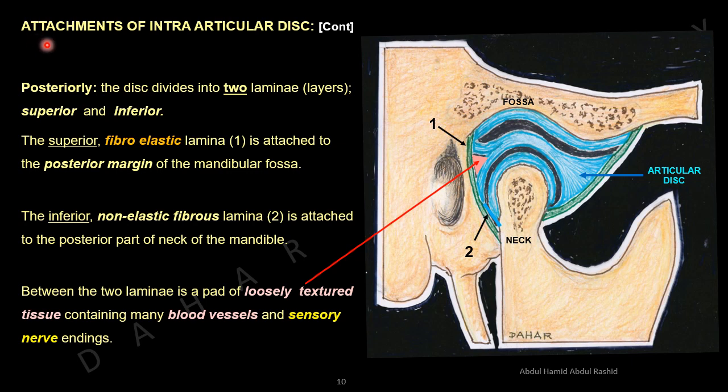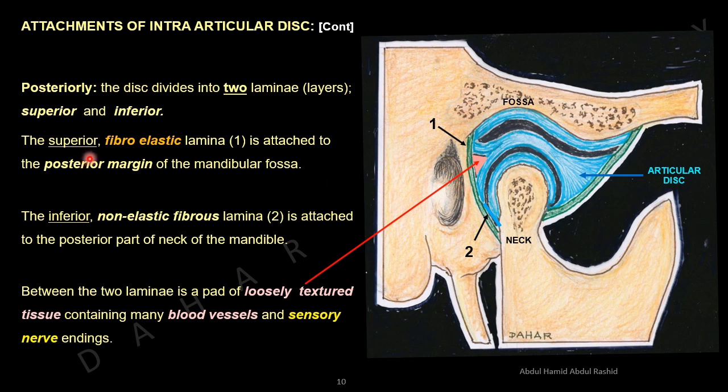Continuation of the attachments of the articular disc. We know that this is the mandibular fossa and this is the head and neck of the mandible. Posteriorly, the articular disc splits into two laminae or two layers, superior lamina and inferior lamina. The superior lamina is attached to the posterior part of the margins of the mandibular fossa, and the inferior lamina is attached to the back of the neck of the mandible.